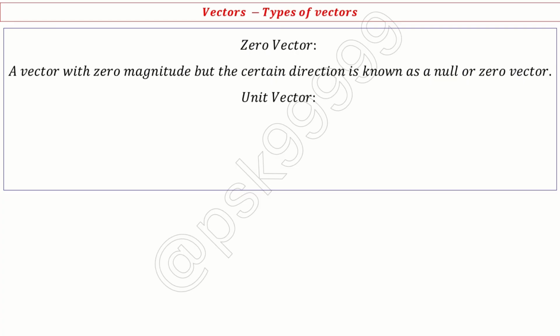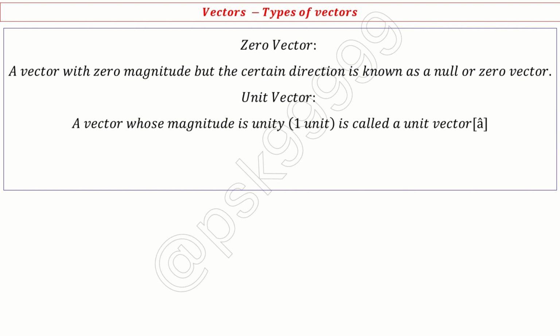Unit vector. From the name you can easily understand, unit means 1. That means its magnitude is 1. A vector whose magnitude is unity, or 1 unit, is called a unit vector. And it is represented not by an arrow but with a hat. A hat is a unit vector. Anytime you see a hat, it's a unit vector.